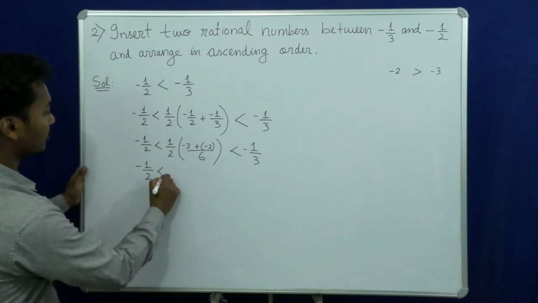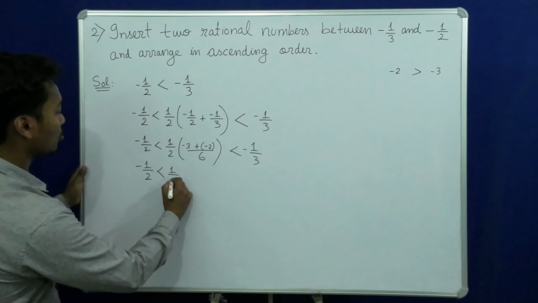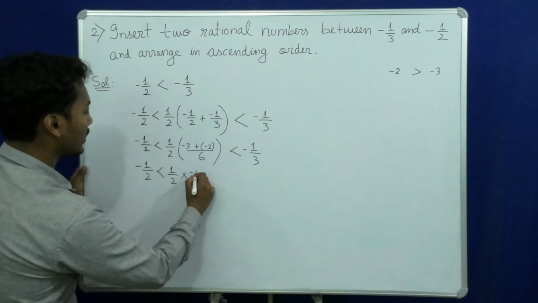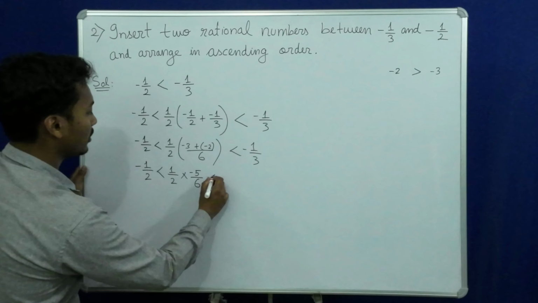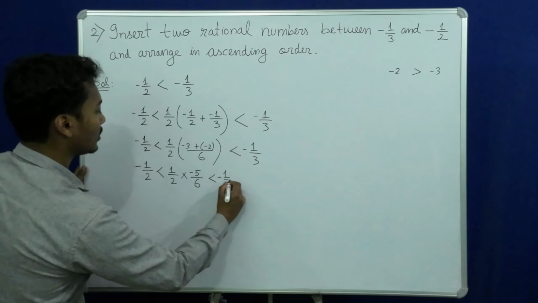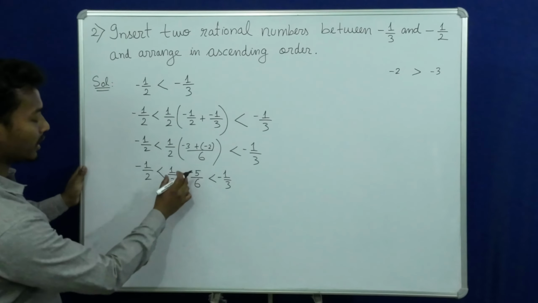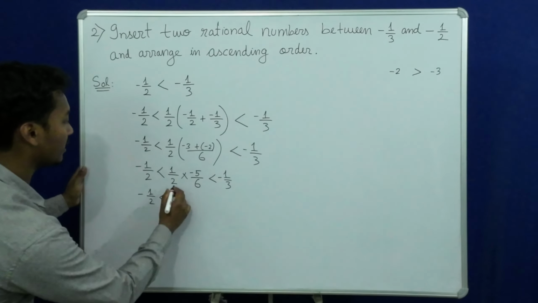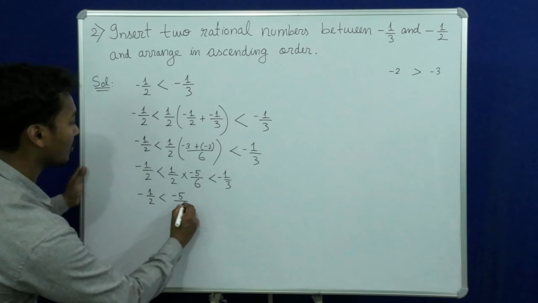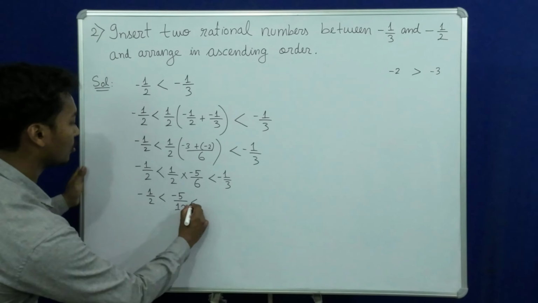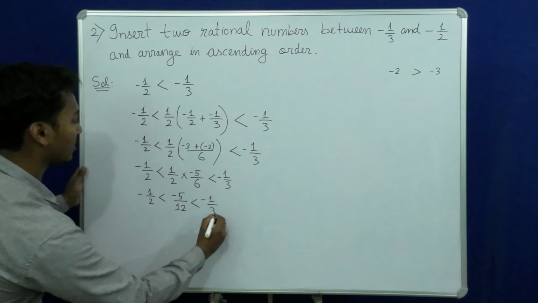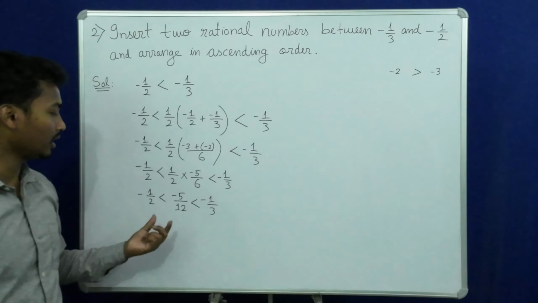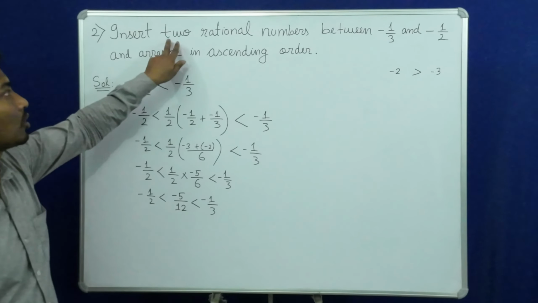Let's solve further. So 1/2, now -3 and -2 will give you -5. So into -5/6 less than -1/3. Now here we cannot cancel out anything, so let's multiply. -1/2 less than 1 into -5, -5/12. So here we can conclude that this is one rational number between -1/2 and -1/3 in the ascending order. Now here they have asked for two rational numbers.